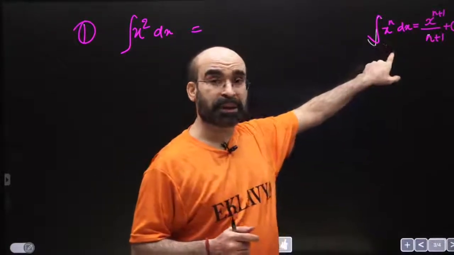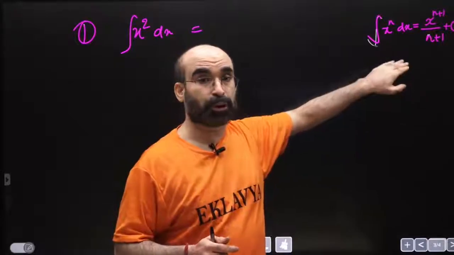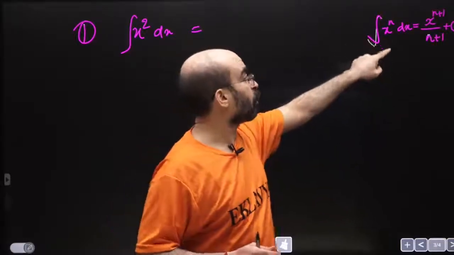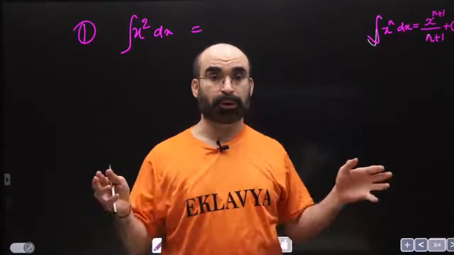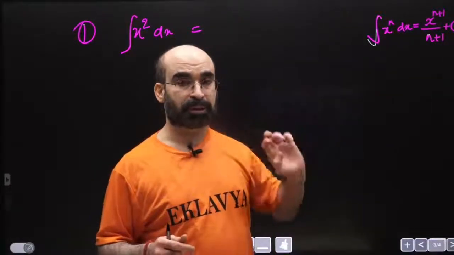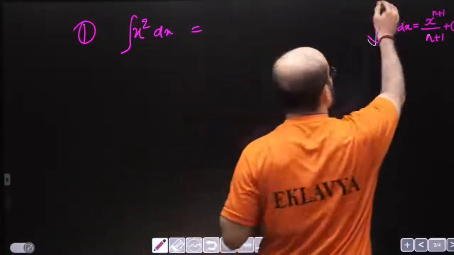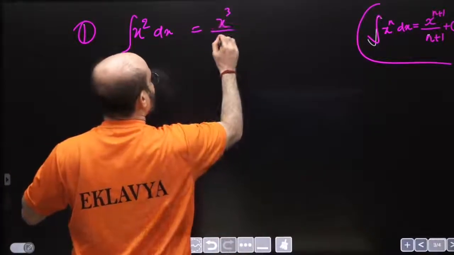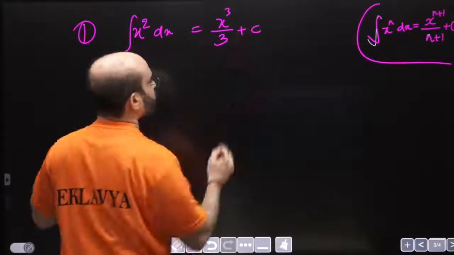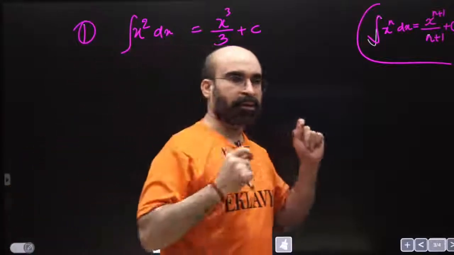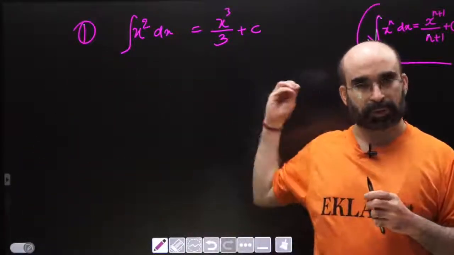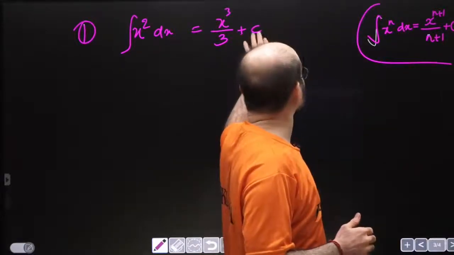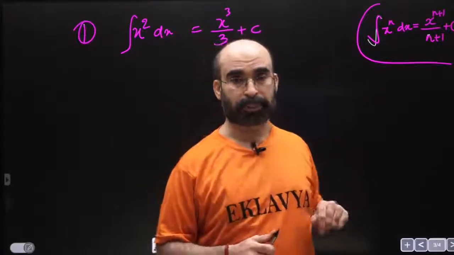This is a definite integration or indefinite? This is indefinite. We don't know the values, right? What value this x will assume, we don't know. So that's why it is an indefinite integral, right? This is a basic formula. Now, what is going to be the answer? x cube by 3 plus some constant. We will find out what the constant will be and why that is important.